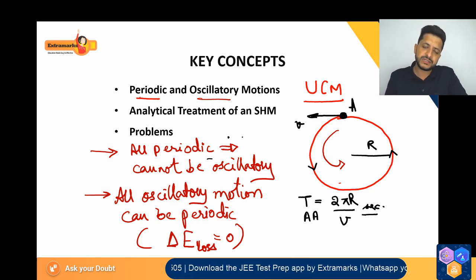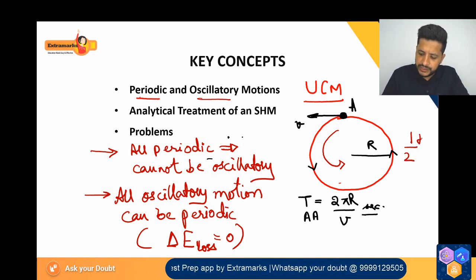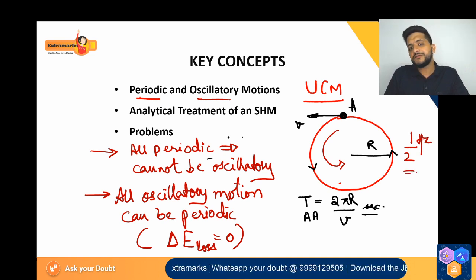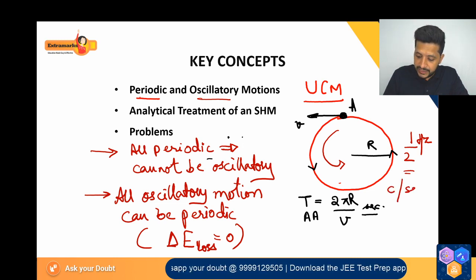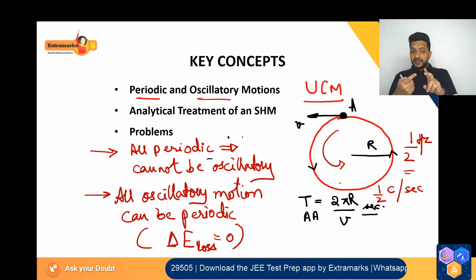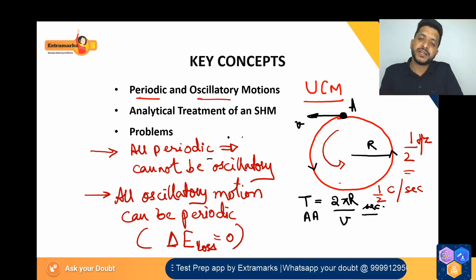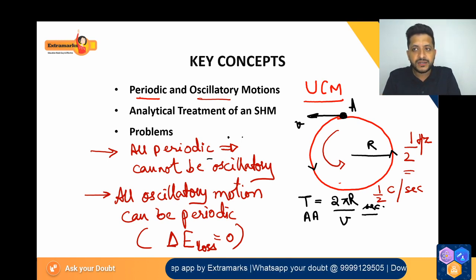What is the frequency? Frequency is 1 by time period. So what will we say? 1 by 2 hertz, or what, beta? Half cycle per second. What do you mean by half cycle per second? 2 seconds for one cycle. So how many cycles in 1 second? Sir, half cycle in 1 second.